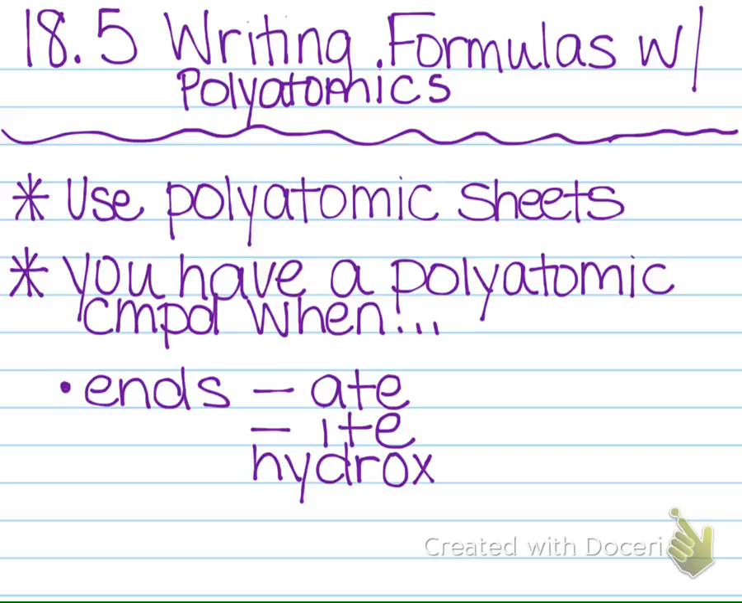Hydroxide and cyanide. Those are two ides that are going to tell you that you have a polyatomic, or if it ends in ate or ite. So the key is in the ending. When we start getting everything all mixed up together, you're going to start looking at the endings and determine if you have a polyatomic compound.